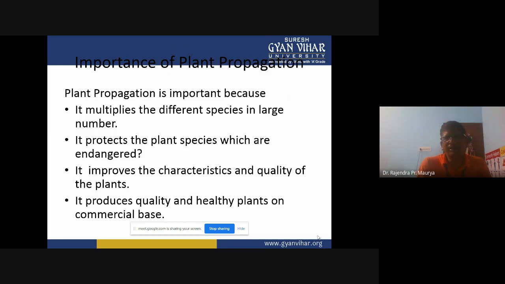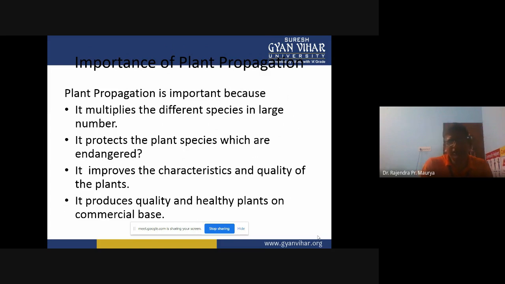Maybe that particular part has unique characteristics. We can multiply those unique characteristics in large numbers, and after that we can get good quality fruits from that particular part. So it is a wonderful technique to improve the characteristics and quality of plants by vegetative propagation.